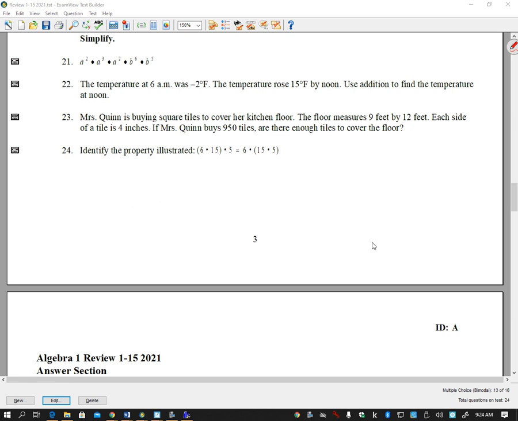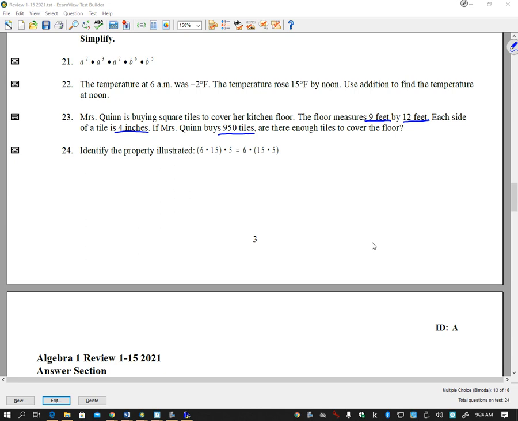Okay, so notice a couple of things. She's giving me feet for her floor, but she's giving me inches for the tiles. That tells me we have some conversions to work with, right? And that's something that will usually get us caught off guard. If Miss Quinn buys 950 tiles, are there enough tiles to cover the floor?